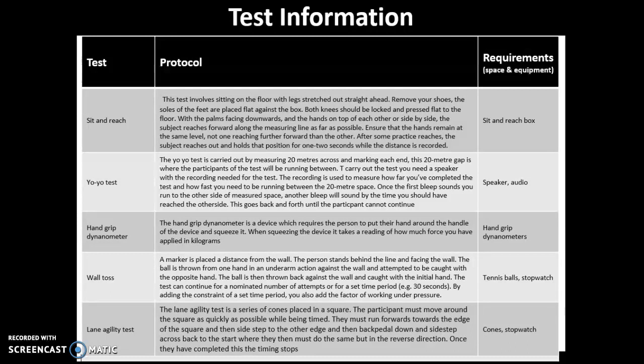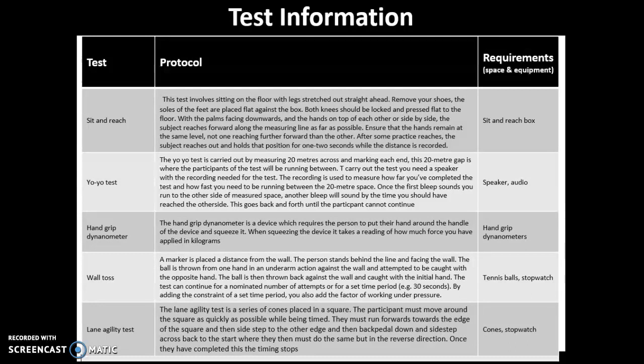So for sit and reach, this test involves sitting on the floor with legs stretched out straight ahead. Remove your shoes, and soles of the feet are placed flat against the box. Both knees should be locked and pressed flat to the floor with the palms facing downwards and the hands on top of each other or side by side. The subject reaches forwards along the measuring line as far as possible. Ensure that the hands remain at the same level, not one reaching further forward than the other. After some practice the subject reaches out and holds the position for 1-2 seconds while the distance is recorded. So for that test, you'd need a sit and reach box.